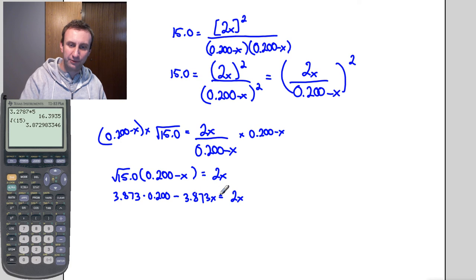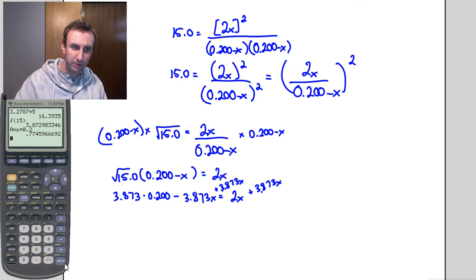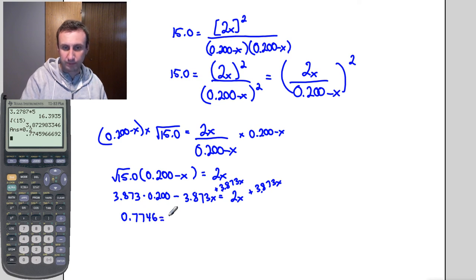So let's now add this 3.873x to both sides to get all of the x's in one point. I'm going to multiply this by 0.2 and do that now. I end up with 0.7746 is equal to 5.873x. So now I'm going to divide both sides by 5.873.